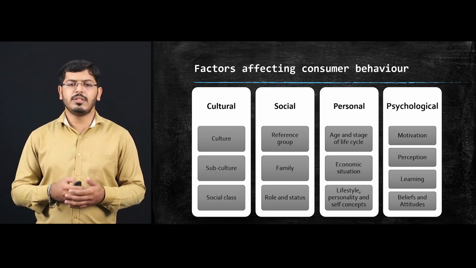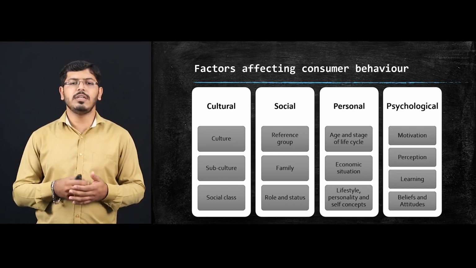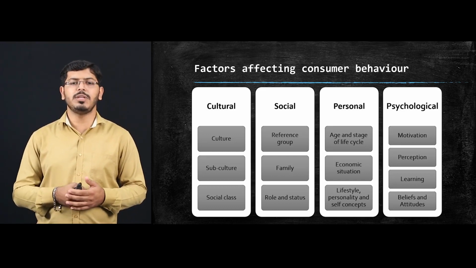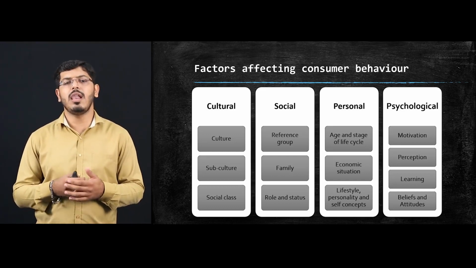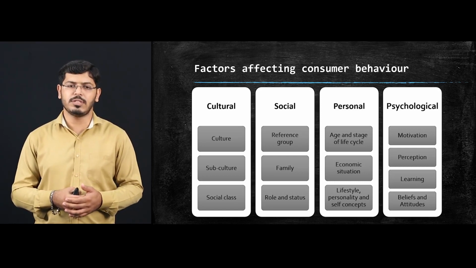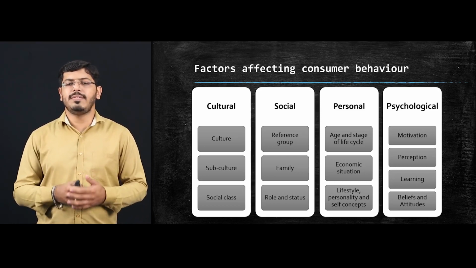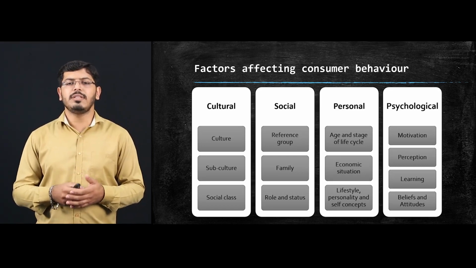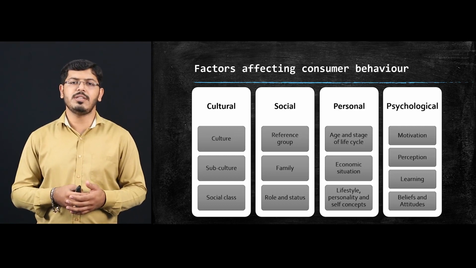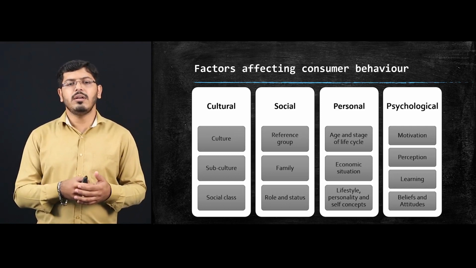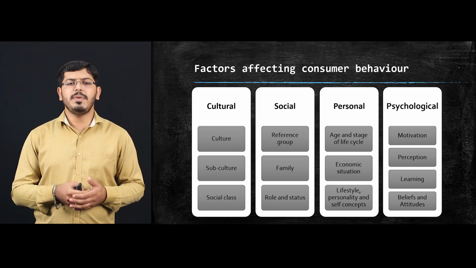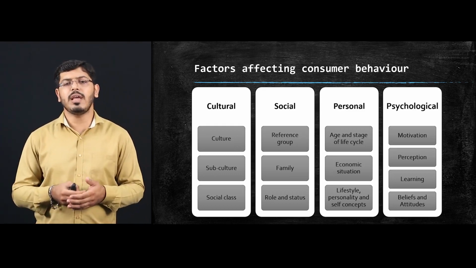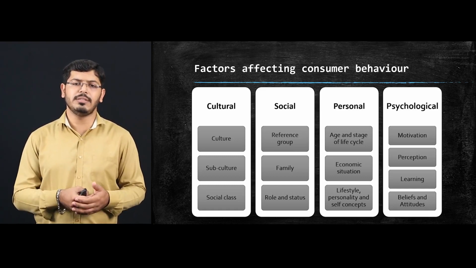Personal factors. The third factor is personal characteristics, including the buyer's age, stage in the life cycle, occupation, economic circumstances, lifestyle, personality, and self-concept. Age and stage in the life cycle. People buy different products and services as per their age and stage of life cycle. In initial stage, they eat baby food in the early years, most food in the growing and mature years, and special diets in the later years.